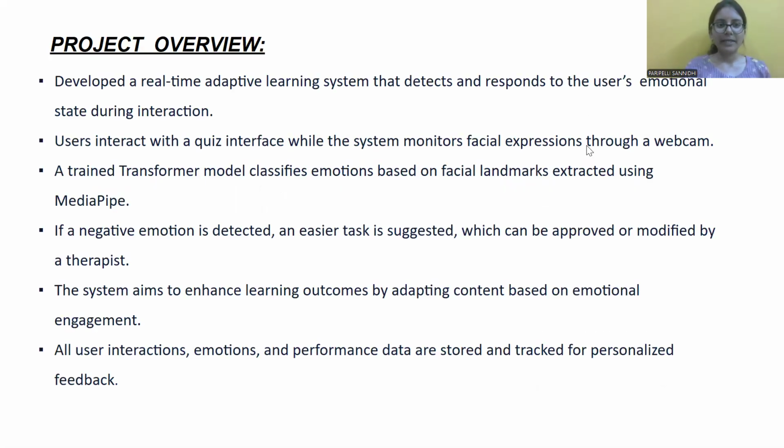Project overview. Develop a real-time adaptive learning system that detects and responds to the user's emotional state during interaction. Users interact with a quiz interface while the system monitors facial expressions through a webcam. A trained transformer model classifies emotions based on facial landmarks extracted using MediaPipe. If a negative emotion is detected, an easier task is suggested, which can be approved or modified by the therapist. The system aims to enhance learning outcomes by adapting content based on emotional engagement. All user interaction, emotions, and performance data are stored and tracked for personalized feedback.